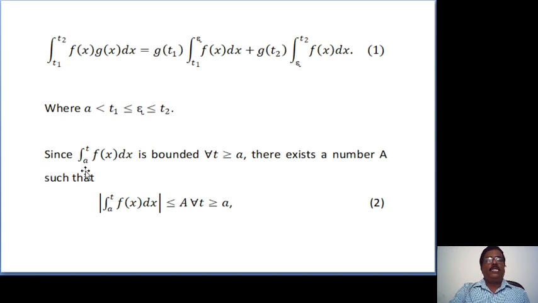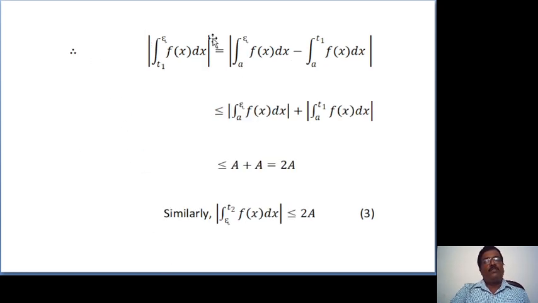Now since the integral from a to t of f of x dx is bounded for all t greater than or equal to a, there exists a number A such that the absolute value of the integral from a to t of f of x dx is less than or equal to capital A for all t greater than or equal to a. So this is equation 2.